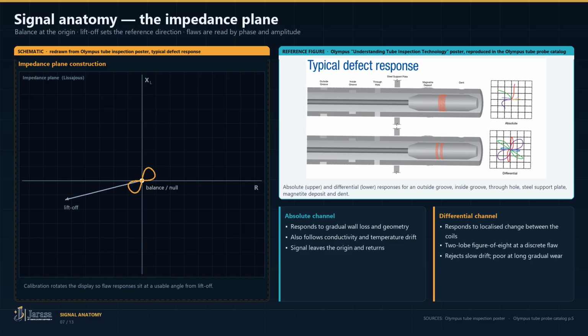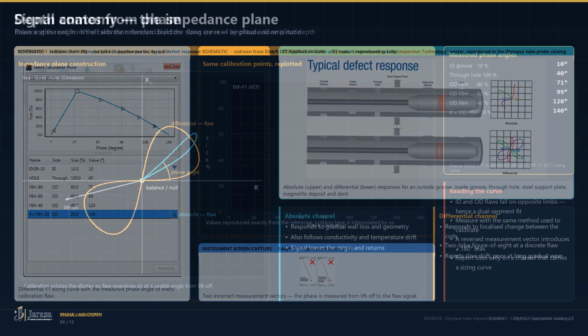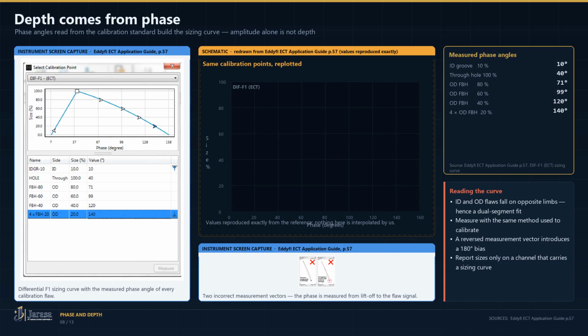The chart on the right is a reference figure: a bobbin probe passing an outside groove, inside groove, through hole, steel support plate, magnetite deposit and dent, with absolute above and differential below. Absolute follows gradual change in geometry. Differential compares the two coils, so a localized flaw produces a two-lobe figure of 8, and slow drift is rejected. Depth comes from phase, not amplitude.